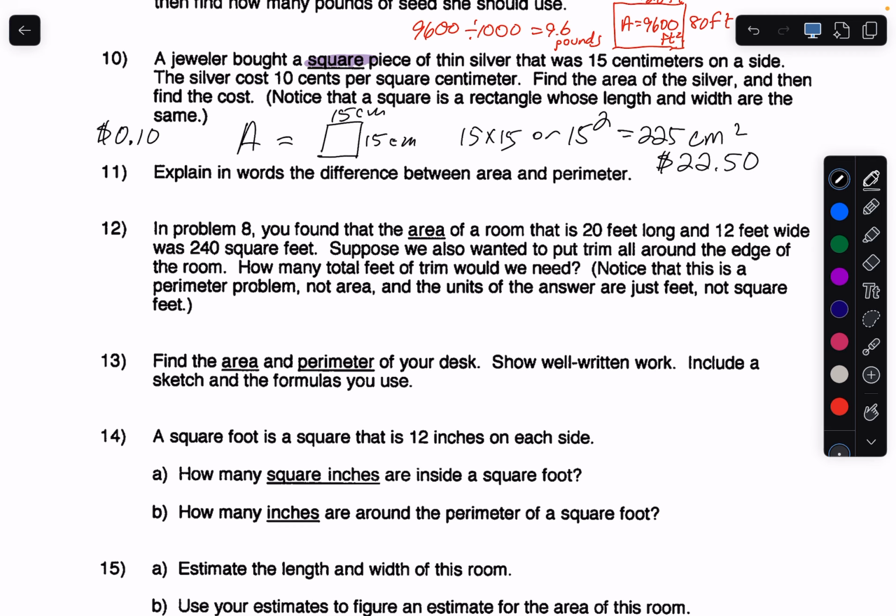So I think almost everybody has written me something a little bit there. A few more people are still going, so we'll give them another minute. And then we'll talk about problem number 12.